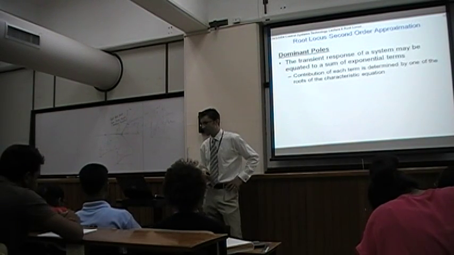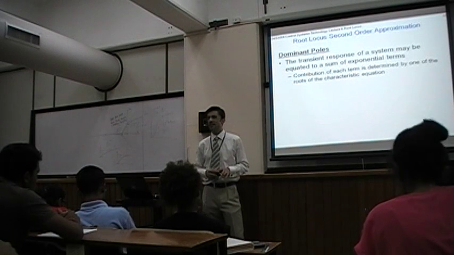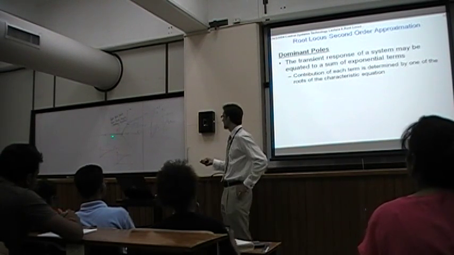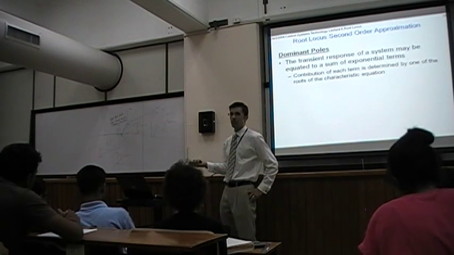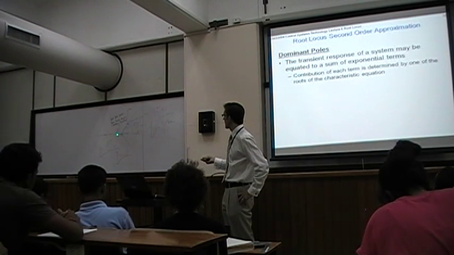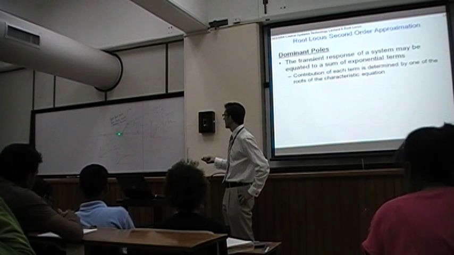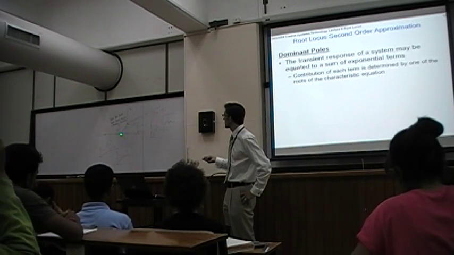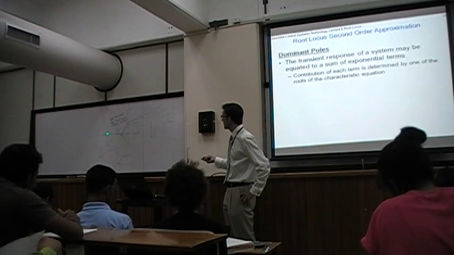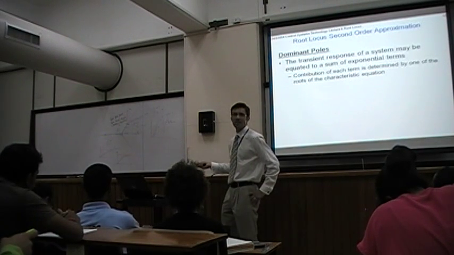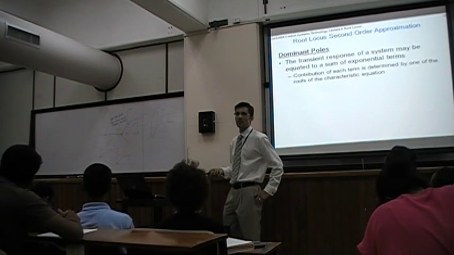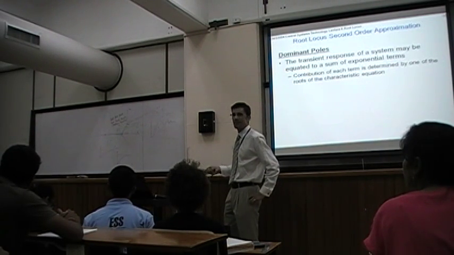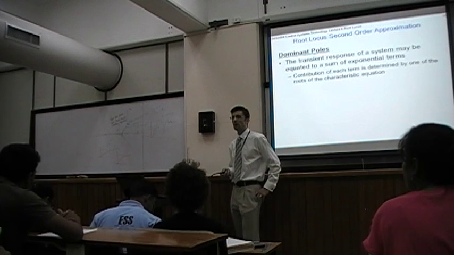So the contribution of each term is determined by one of the roots of the characteristic equation. So if we've got 3 poles, we've got 3 roots. And as you increase k, we know this one moves from here towards the breakout point and this way. This one will move from here towards the breakout point and down. And this one will move from here outwards. We didn't plot them on this locus here. So we've got these 3 roots moving away from our poles.